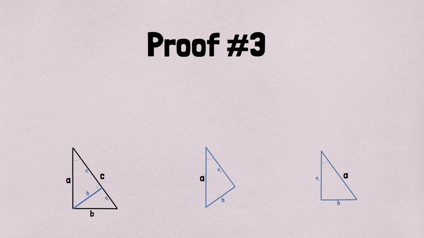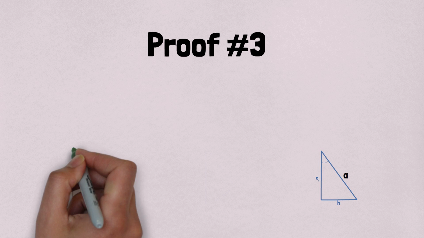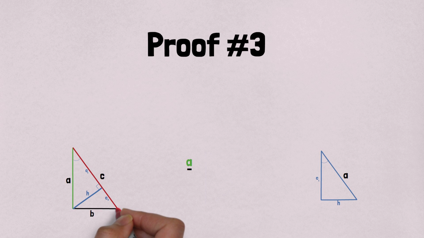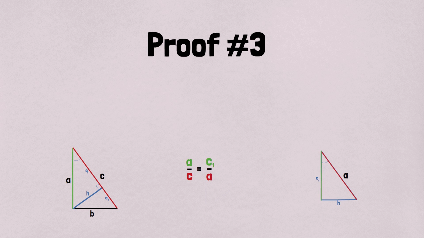Now we can see that these two triangles have the same proportions, so we can say that A over C on the bigger triangle equals C1 over A on the smaller triangle. If you rearrange this equation by cross-multiplying, we get A squared equals C times C1. Let's save this for later.